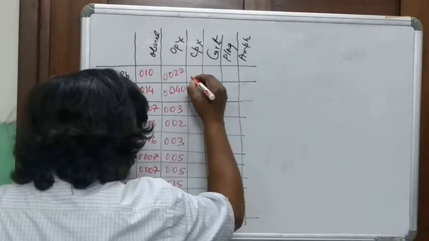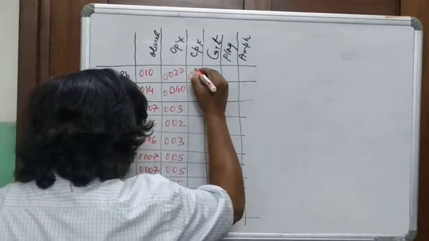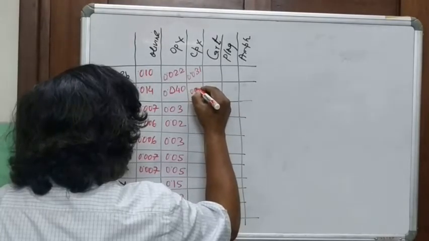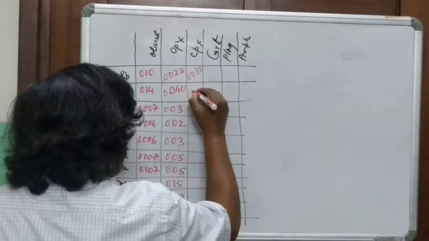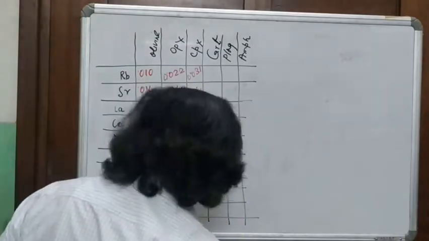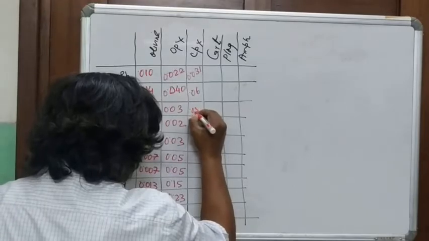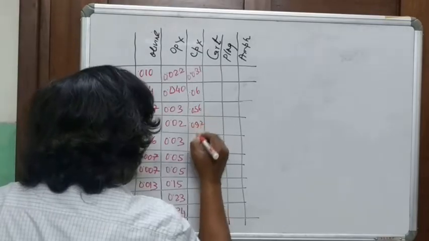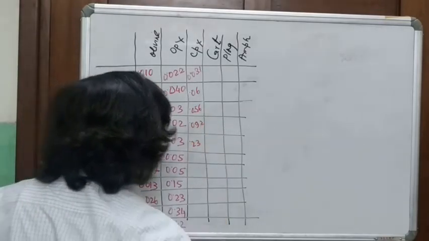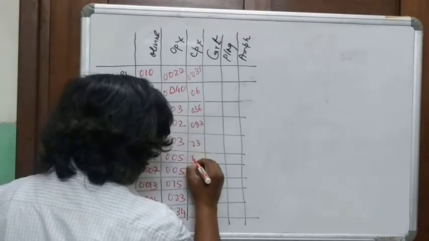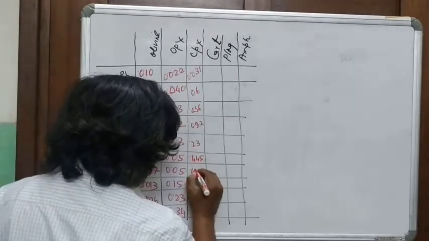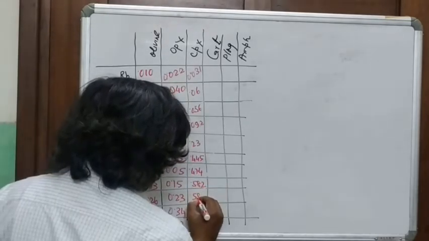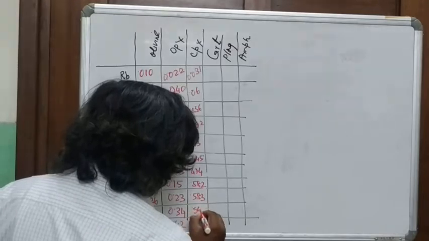Clinopyroxene: rubidium 0.031, strontium 0.06, lanthanum 0.056, 0.092, 0.23, 0.445, 0.474, 0.582, 0.583, 0.542, 0.506.